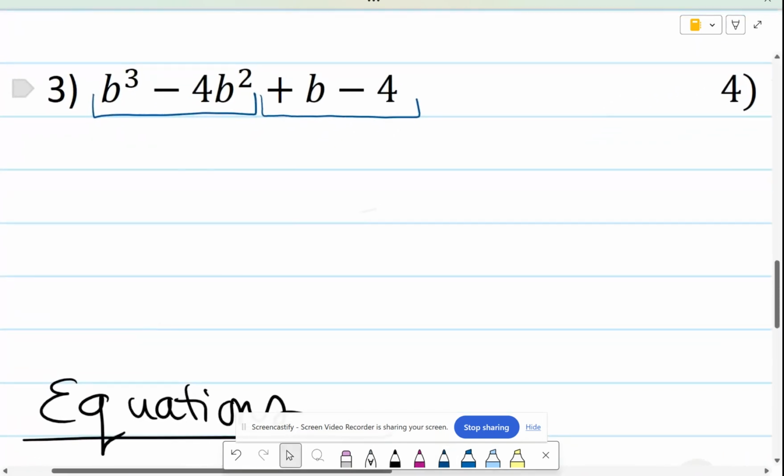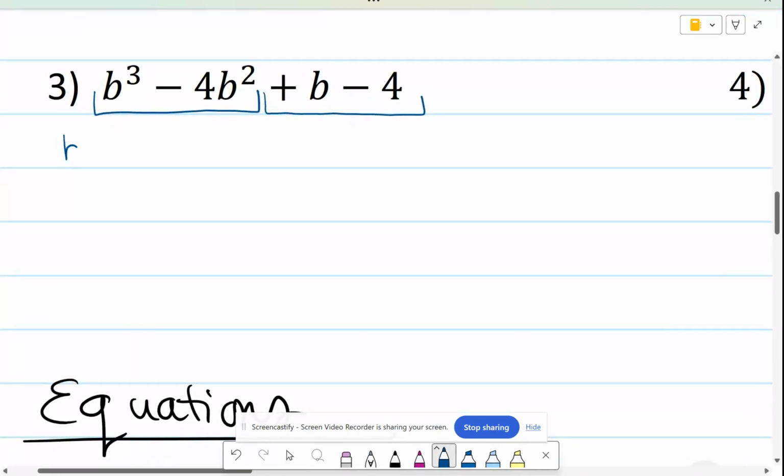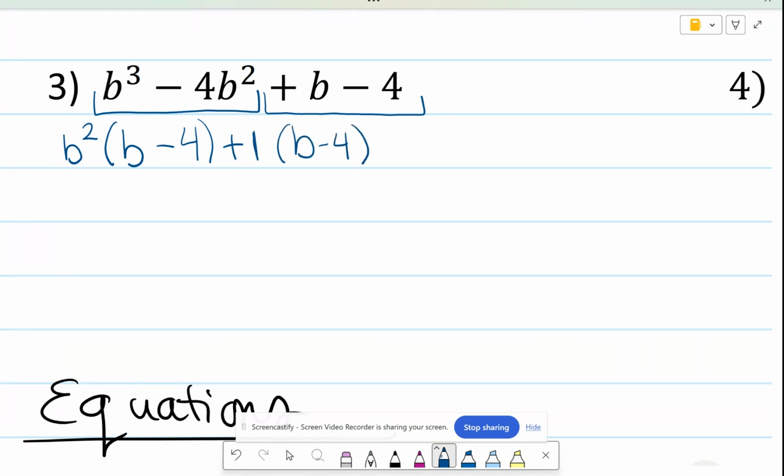These first two terms have a b squared in common. So I'm going to pull out a b squared. B squared times b is b cubed. B squared times 4 is 4b squared. And then these next two terms, after I bring my plus sign down, the only thing they have in common is a 1. So I can pull that out. Sometimes it will work to just pull out a 1. And what's left is a b minus 4. My binomials match, so that's good news. B squared plus 1 and b minus 4.